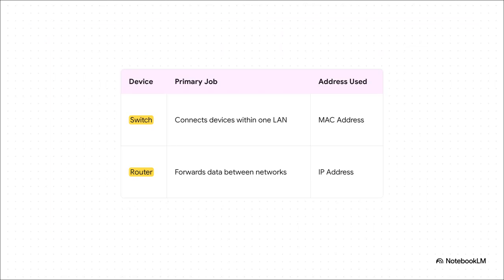And here's the deal with how they split up the work. A switch, it's all about local traffic. It uses a very specific kind of address to get our packet between devices that are on the same network, like from your computer over to your printer. The router, though, that's the gateway. Its whole job is to take that packet and send it packing out into the wider world.